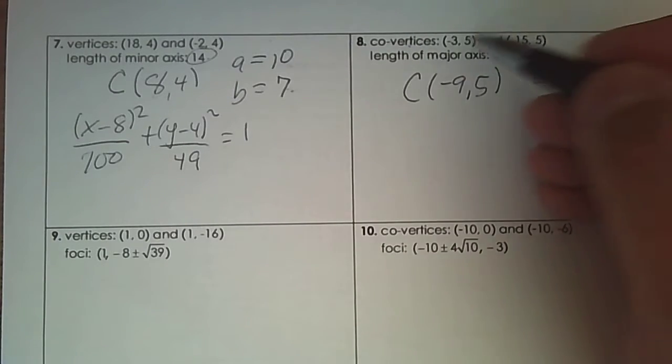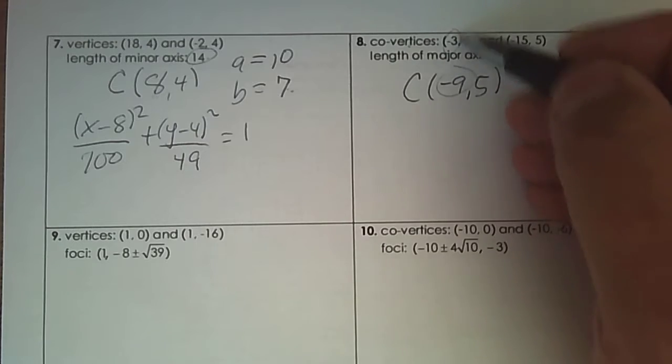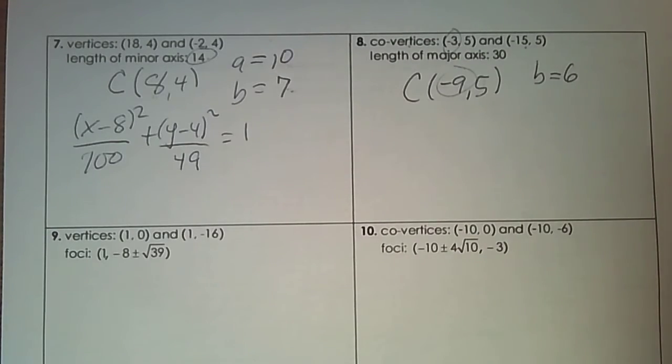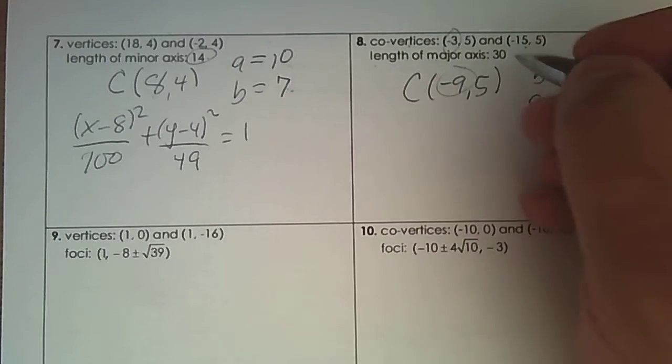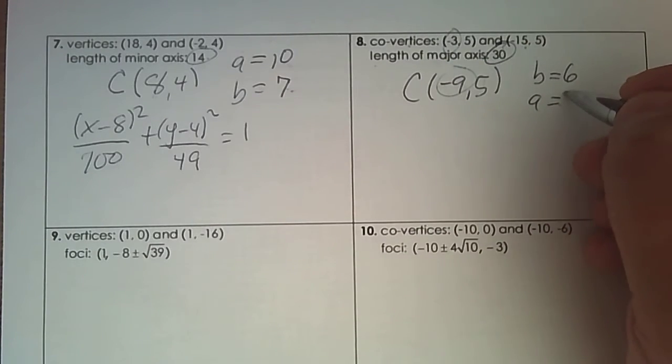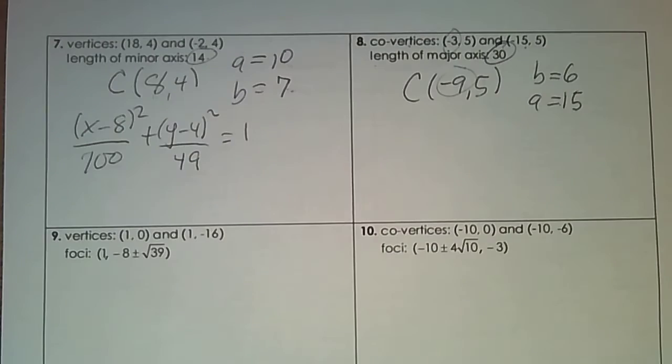So did the x or y change? The x is changed. So from x to x, the distance is 6 for the minor. For the major, A, the length of the major axis is 30. So how do I find A? Just divide it by 2, and now you have everything you need.